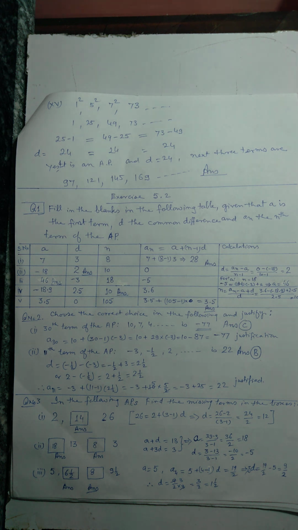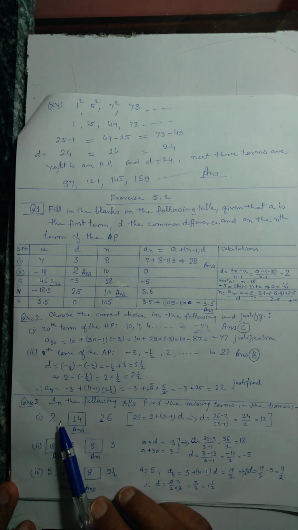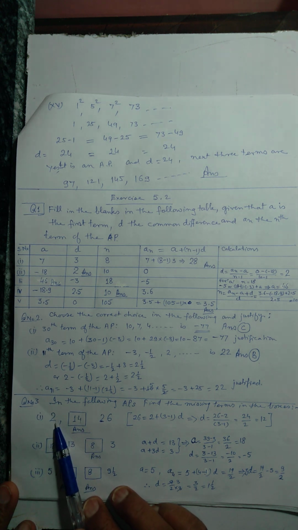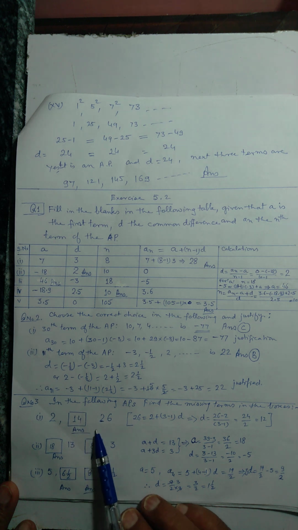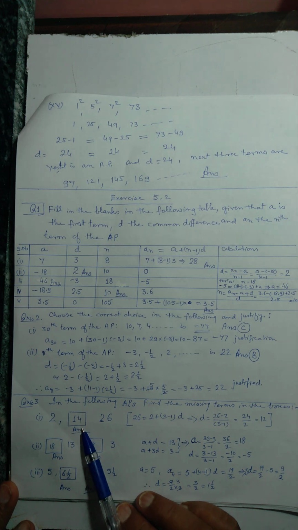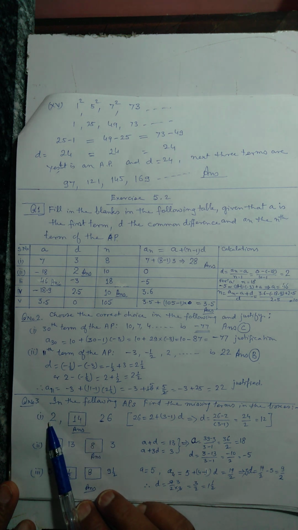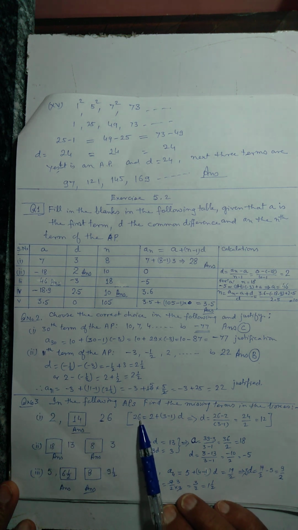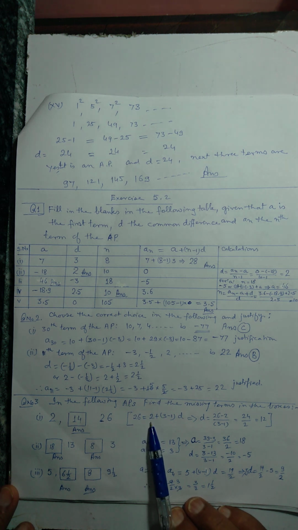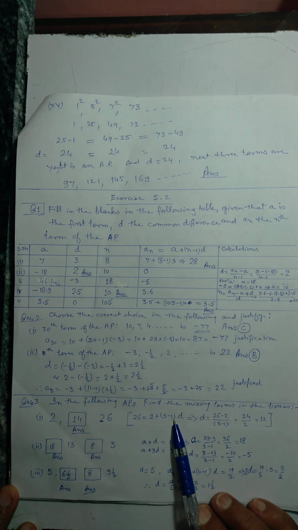Now proceed to question number 3. In the following APs, find the missing terms in the boxes. You see the boxes I have made here. 2 blank boxes are there, 26 is given. So we have to fill the missing term of the arithmetic progression. So your first term is given and third term is given. So 26 will be equal to first term, that is 2, plus (3 minus 1) into d, since this is the third term.